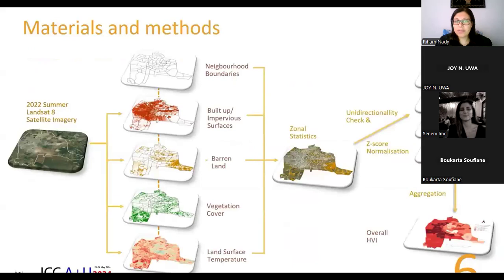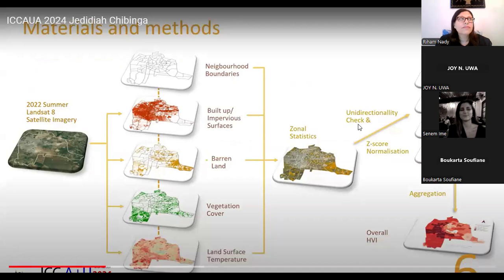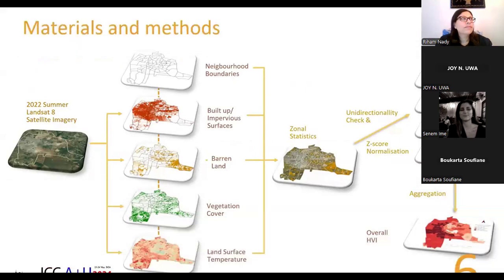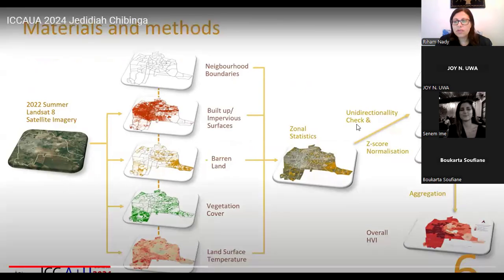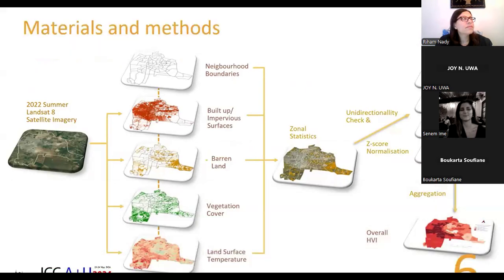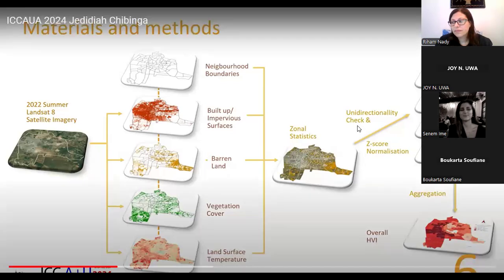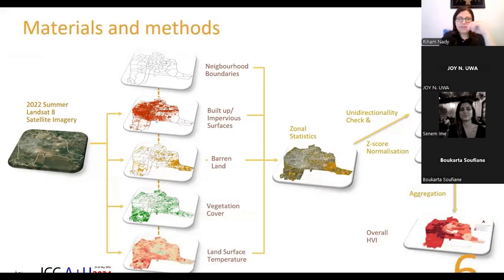So in order to carry out this heat vulnerability assessment, we used Landsat-8 satellite imagery from the summer of 2022, and from it we derived various information with regards to the indicators used, such as barren land, the amount of vegetation cover, and the land surface temperatures in each particular neighborhood after we overlaid this information with the neighborhood boundaries. After doing that, we're able to obtain the relative vulnerabilities of each particular neighborhood with respect to each indicator. And thereafter, that information was aggregated in order to obtain the overall heat vulnerability index.